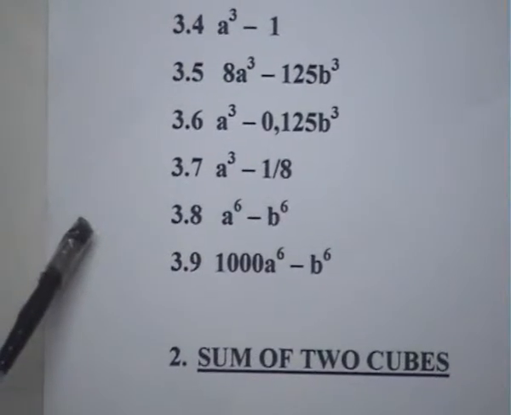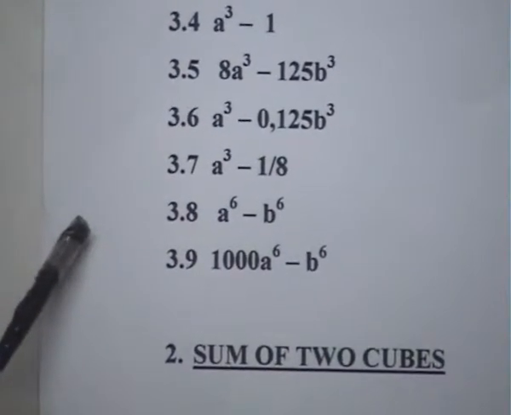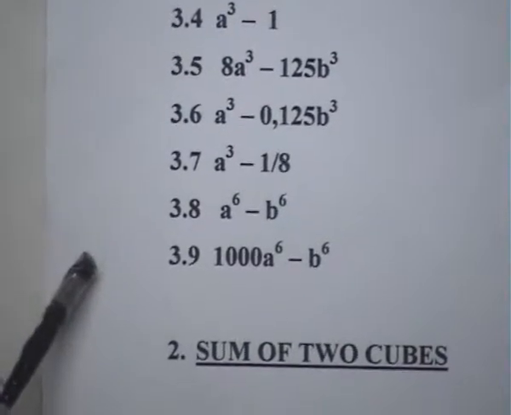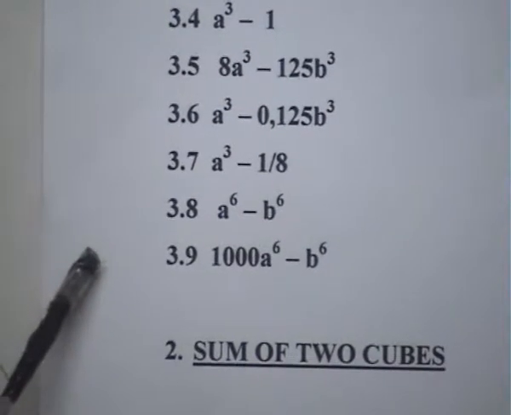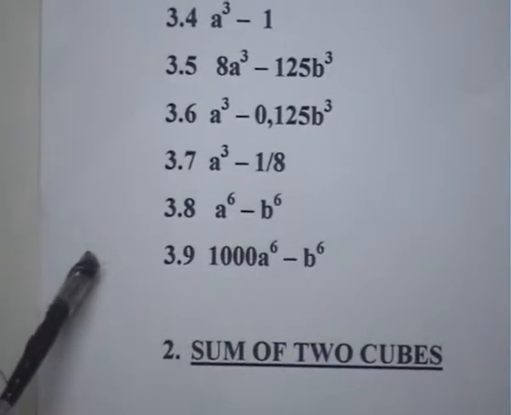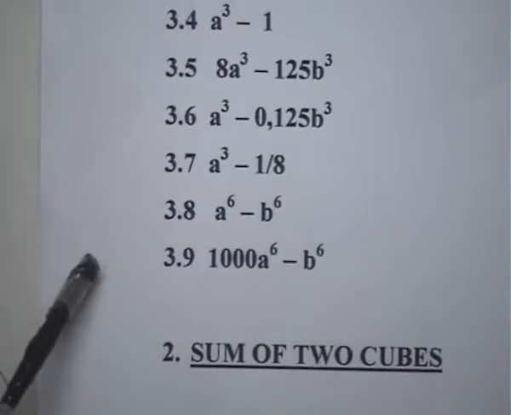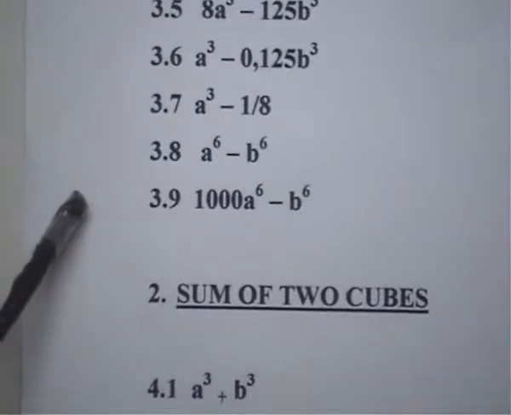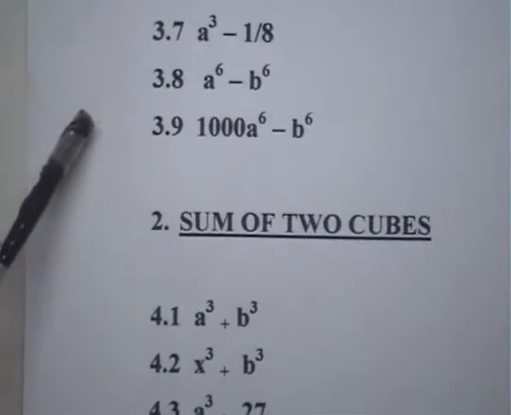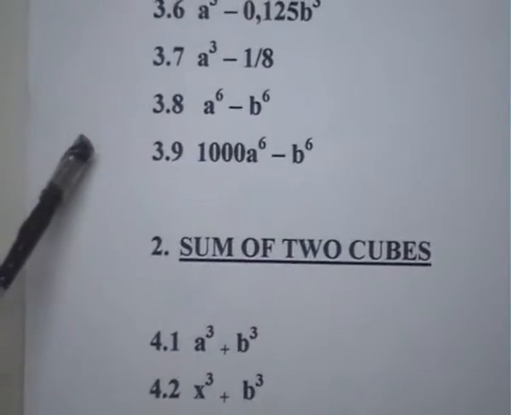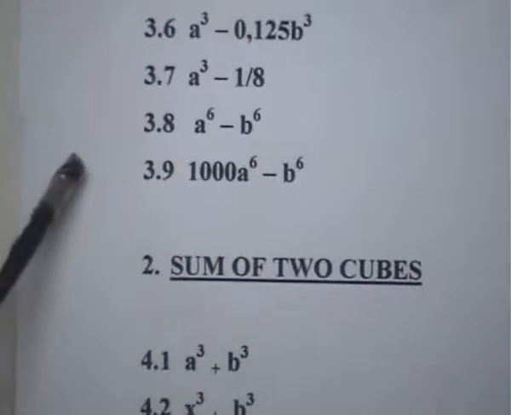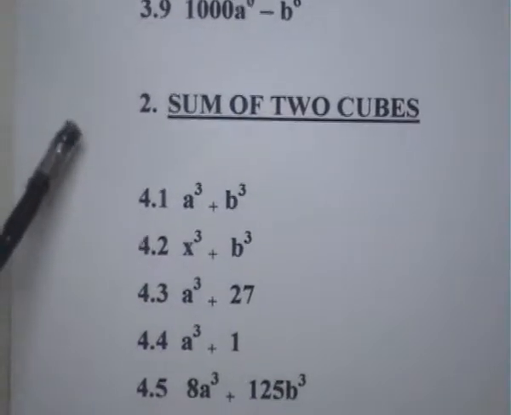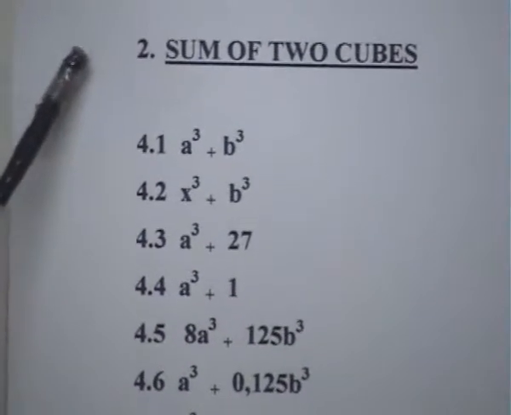3.8, a to the 6 minus b to the 6. 3.9, 1000 a to the 6 minus b to the 6. Alright, I hope you got all that. Now we'll go on to more examples on sum of two cubes.